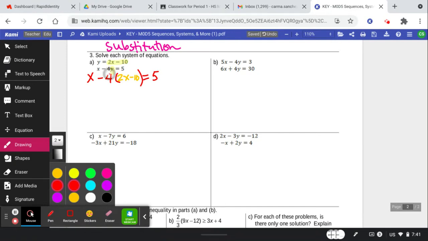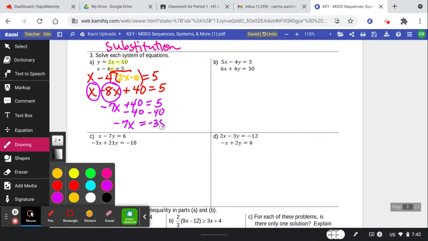So from here, we just start distributing. We're going to get x minus 8x plus 40. Do you see how that worked out? Negative times a negative equals positive 40. And then we can combine these like terms right here, x and negative 8x, combine to make negative 7x. And then we minus 40 from both sides. We get negative 7x equals negative 35. Divide both sides by negative 7. And we're going to get that x equals positive 5.